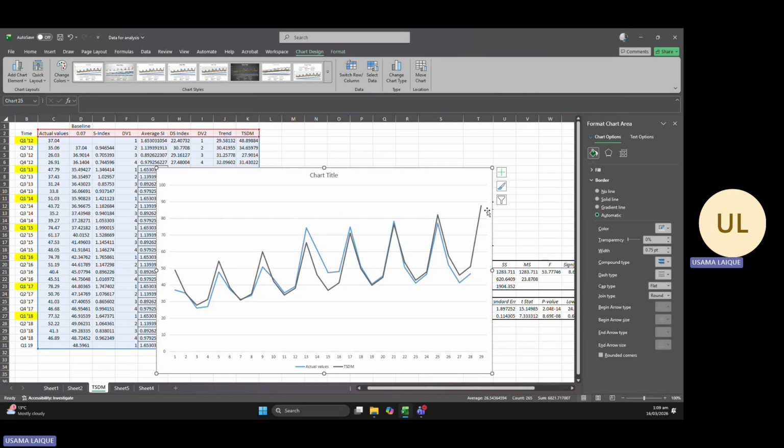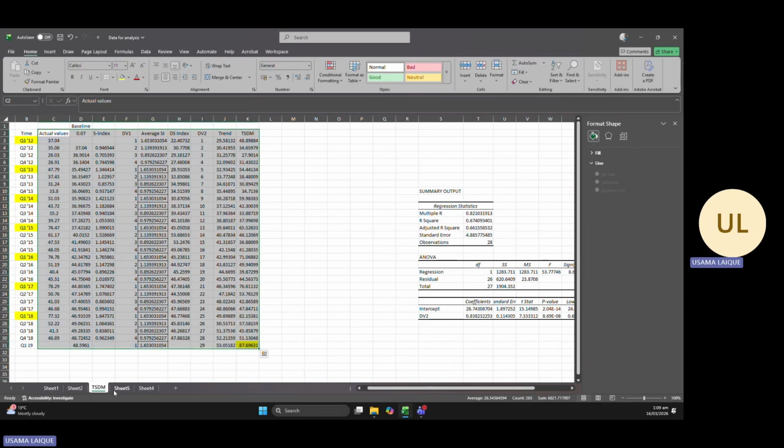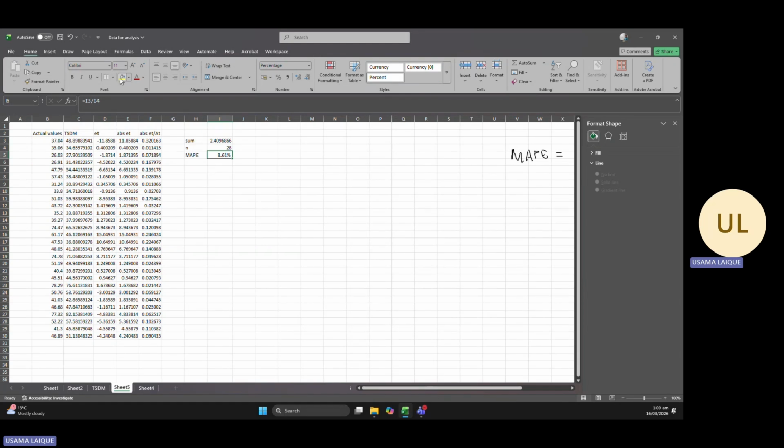And here you go. This is your forecast line projection, that in quarter one 2019, the value should peak around this, following the pattern of seasonality. So that's about that. That was the time series decomposition model. Furthermore, we estimated the forecast error in this particular model, and this 8.61 represents that if we use this forecast model, then we'll get on average 8.6% error in our forecast.